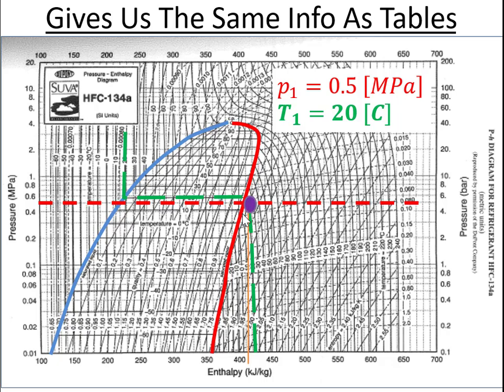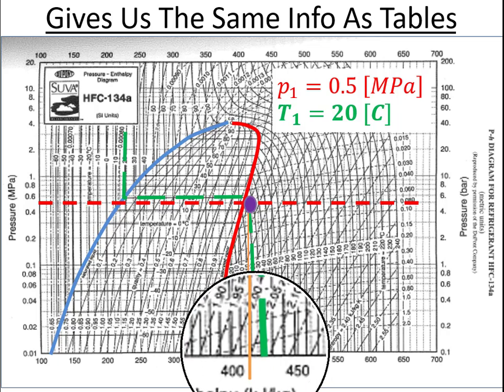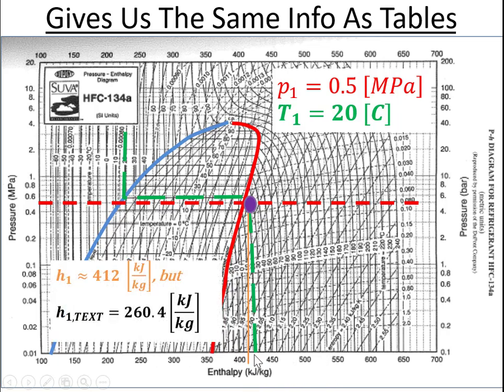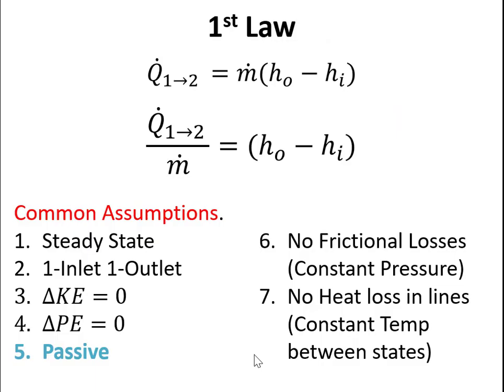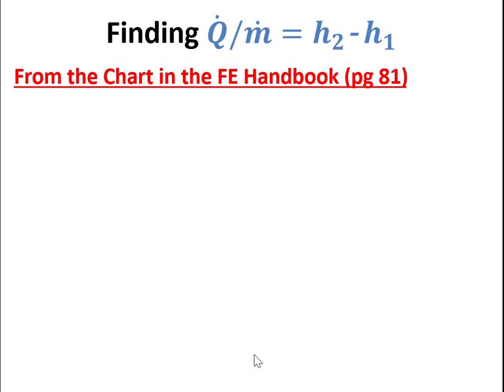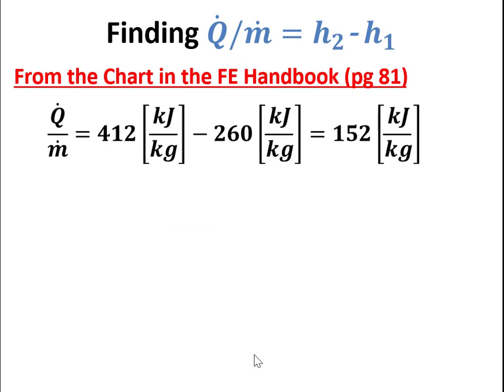I'll drop my vertical line and I'll try to read the enthalpy, and it's going to be somewhere between 400 and 450. When I solved this graphically, I got about 412 kilojoules per kilogram, and the textbook told me it was 260.4 kilojoules per kilogram. So I can solve this problem with the textbook or with the chart. In both cases, I have values for h in and h out, so I can find Q dot over m dot. If I use the information from the chart or from the FE handbook, it's the same thing.